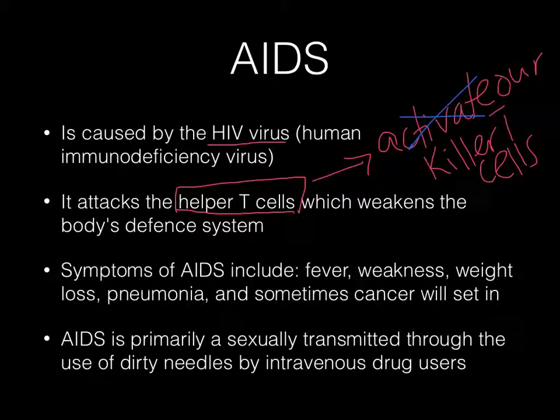Symptoms of AIDS include fever, weakness, weight loss, pneumonia, and sometimes cancer will set in because your immune system can't fight against anything. So you easily get sick. You have to stay away from people that are sick. And once you are sick, it's hard to get rid of pneumonia or of a fever. AIDS is primarily sexually transmitted or spread through the use of dirty needles by intravenous drug users. There are also other means of transmission.